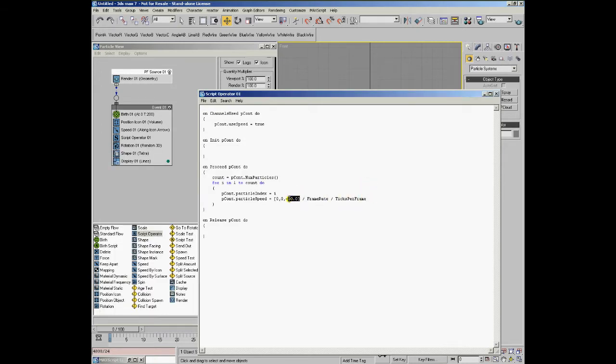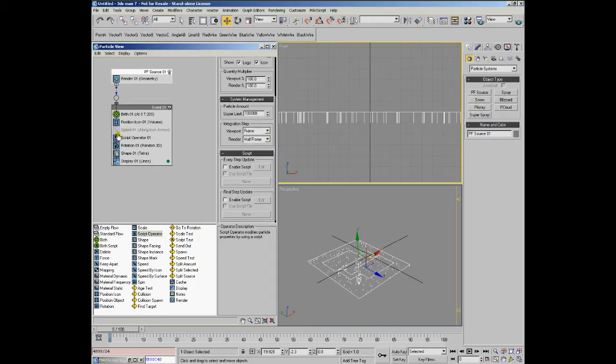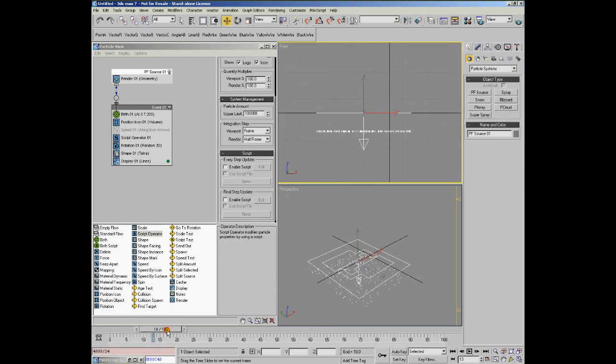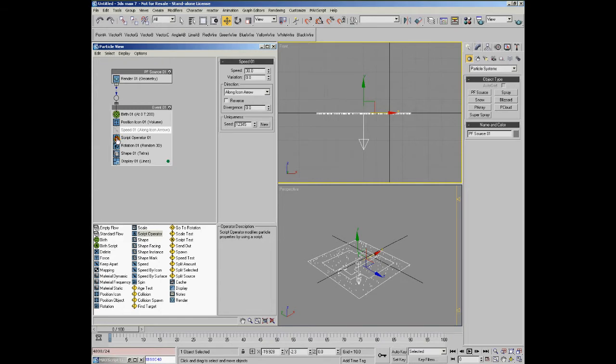Now that we have divided our speed vector by the number of frames in a second and then by the number of ticks in 1 frame, our speed is correctly expressed as units per tick. If we close the script and disable the speed operator, the particles will still move exactly as before at 1 unit per frame, which means that our script recreated the same behavior as the speed operator. If we disable the script and enable the speed operator, we should get exactly the same result.